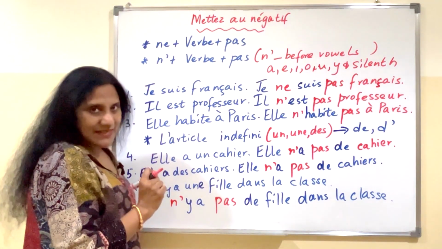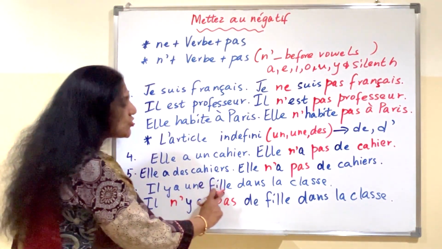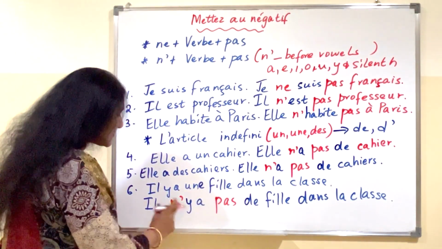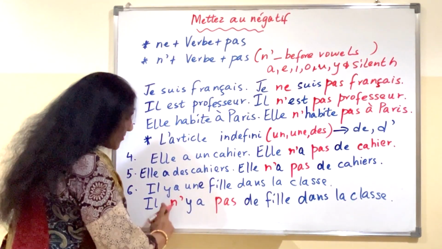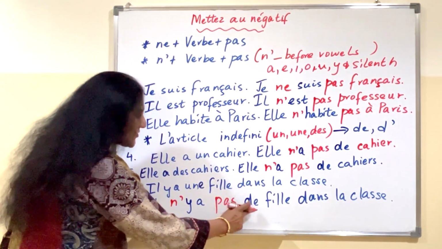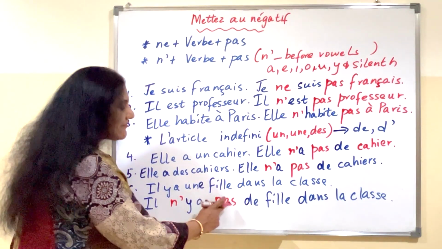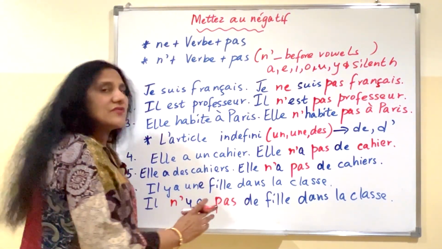If the verb begins with a vowel, n apostrophe. Il y a une fille dans la classe. There's a girl in the class. There's no girl in the class. Il n'y a pas de fille dans la classe. So, n apostrophe because we have y here, followed by pas, and the une fille changes to de fille.